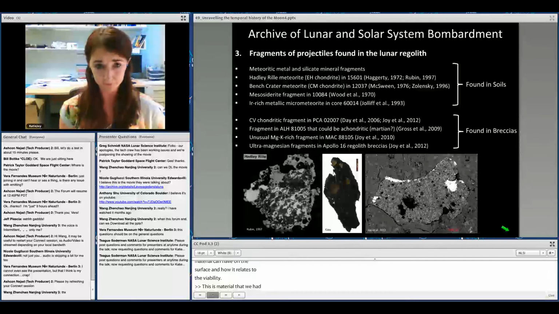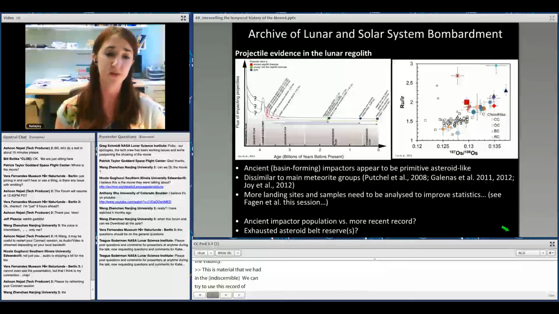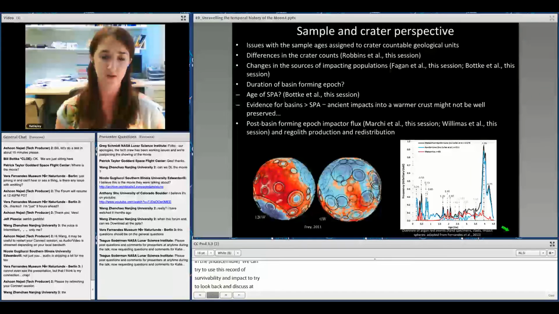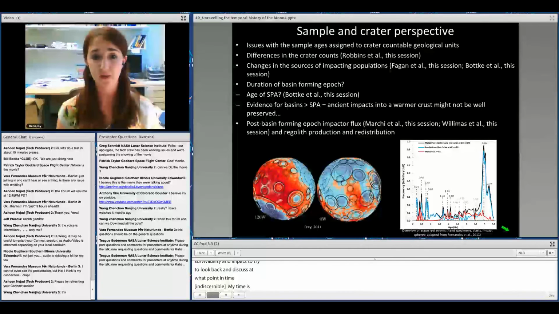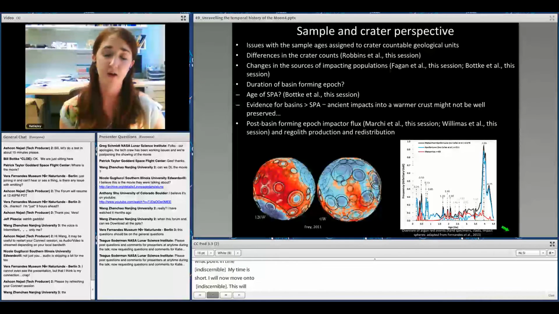And so we can try and use this record of survivability of impacts to again tie that in with the highly siderophile element data to try and look back in the past to discuss at what points in time different types of meteorites were hitting the lunar surface. So I realise my time is short, so I'm going to skip past that and move on to advertising talks upcoming in the session later today that touch on many of these types of issues that I tried to very briefly run through. So hopefully you'll stick around and learn about some of these topics in a bit more detail.